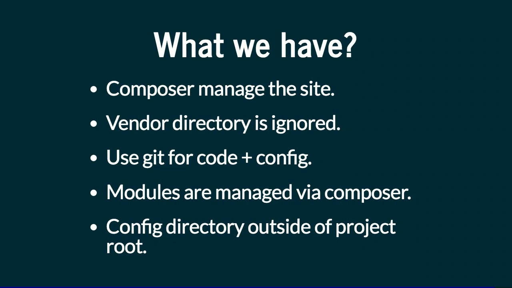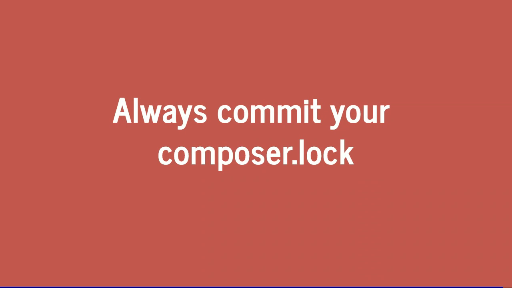And so what we have now? Remember the previous example, the first example we saw. In this case, you are fully using Composer to manage your site. We got the vendor directory ignored. We are using Git for code and configuration, but we also have the modules managed by Composer and no longer committed into our project. And we also accomplished having the config directory outside of the project web root. And finally, please always commit your composer.lock file.